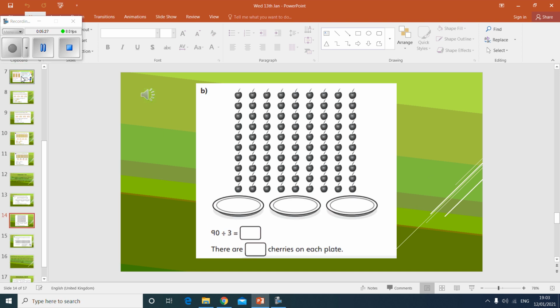One B. There are now 90 cherries shared by 3 plates. 90 divided by 3 is equal to how many? This time, try to group the cherries in groups of 10 and put them onto each plate. Pause the video while you have a go.